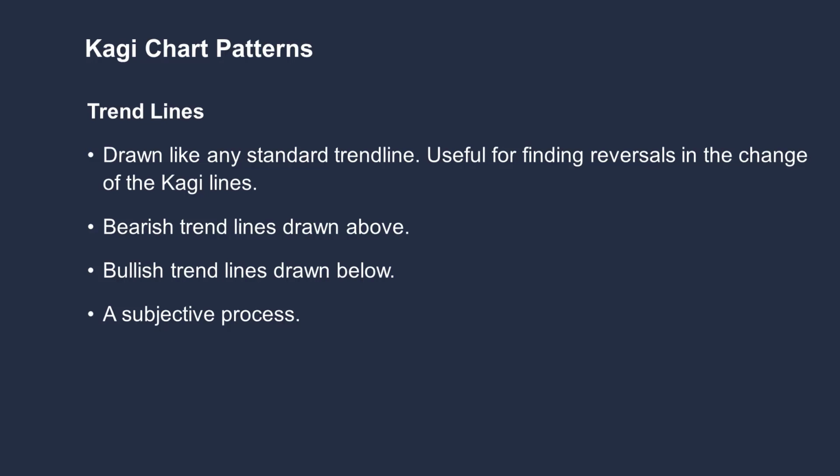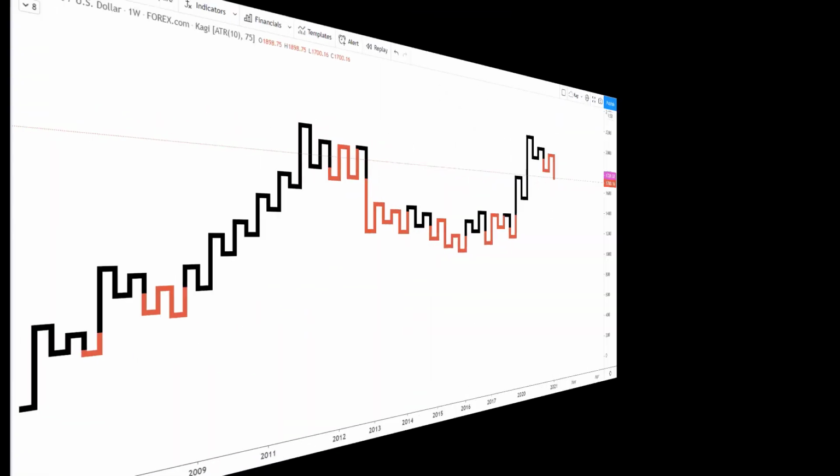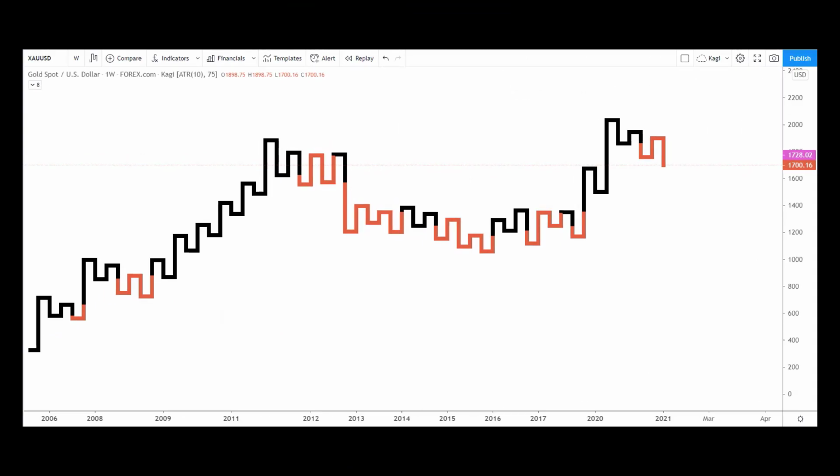So let's take a look at a brief example. So here we have a gold KAGI chart. It's actually a weekly one, so it's really long term. You can see we go back to 2006, so nearly 15 years of data. I'm just going to draw on some trend lines in a subjective type of way.